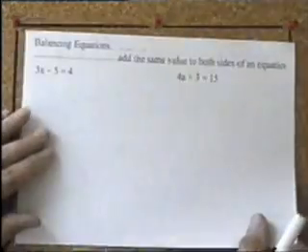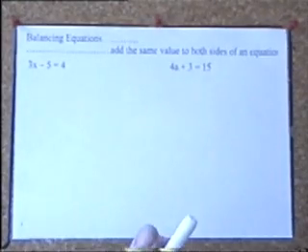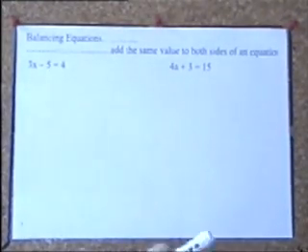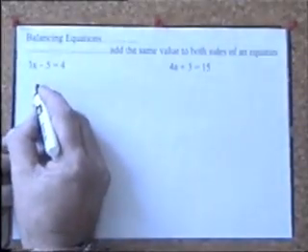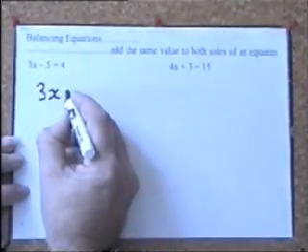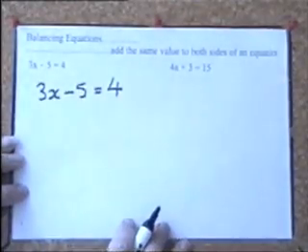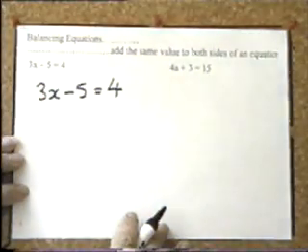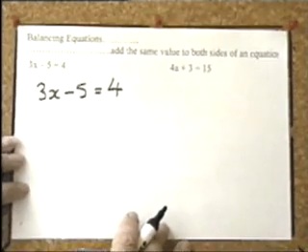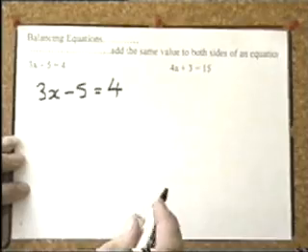So, balancing equations. If we add the same thing to both sides of an equation, the equation will remain balanced. Let's look at these two examples. So if I have 3x minus 5 equals 4, and I add the same thing to both sides, the equation will remain balanced. Now I can add any number you like to both sides. For example, let's add 10 to both sides.